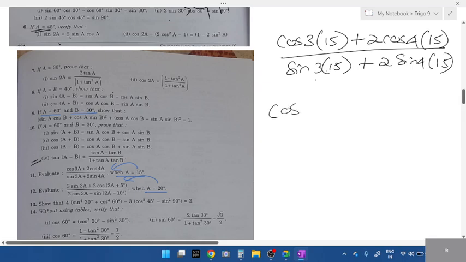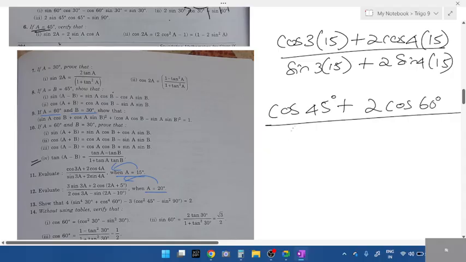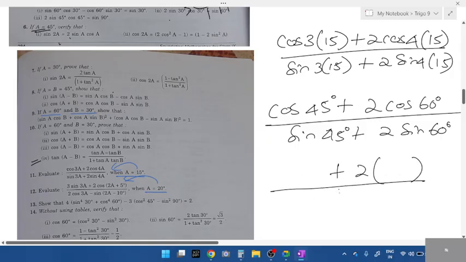Yes. What is cos 3 into 15? Cos 45. What is cos 4 into 15? 2 cos 60 degrees. Right? Then sine 45 plus 2 sine 60. Will you substitute all the values? You'll get 45 plus 2 into sine value. Right? Divided by 2 into sine. Try this. And this is the 11th question.